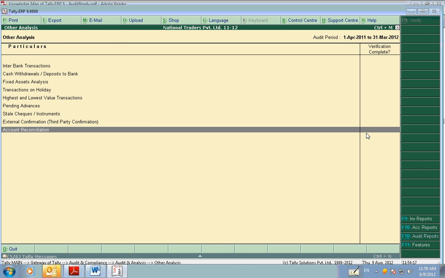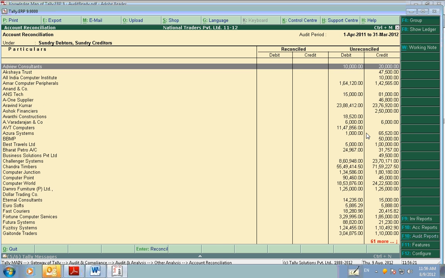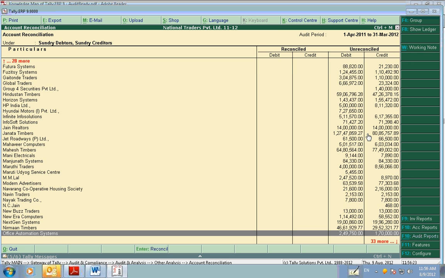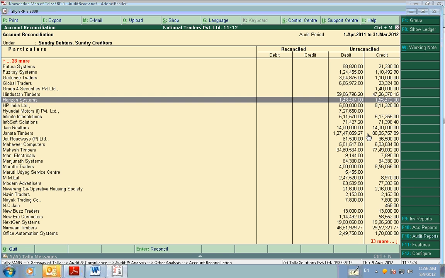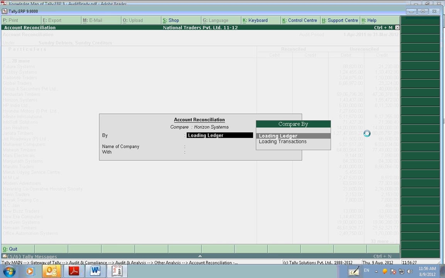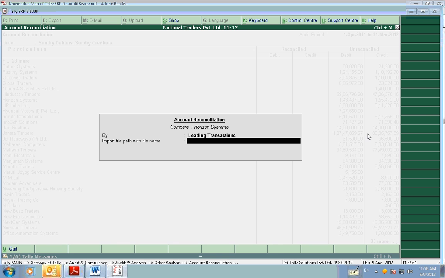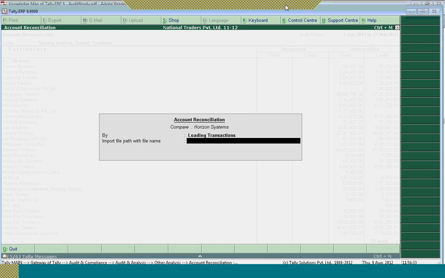So now, we'll go back here, and we have the other option. Account reconciliation is with your ledgers. Now, if I take Horizon Systems, now you feel that I don't want to check on the ledger balances, I want to check on the transactions. So here, you must have transactions in this, and you can always have the reconciliation of your transactions also. Right? Transaction-wise and confirming your ledger account. Okay?